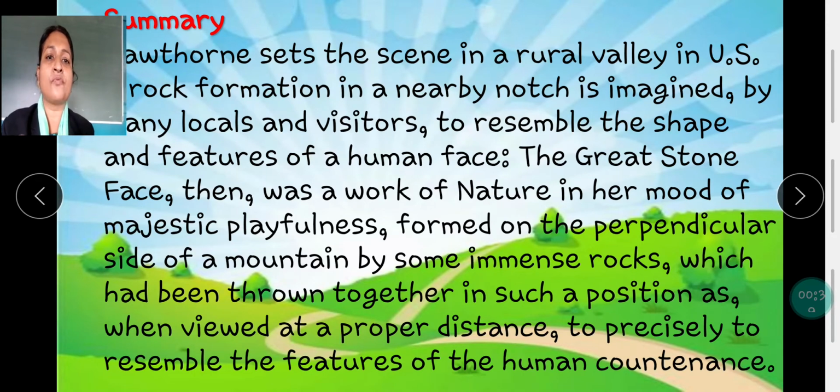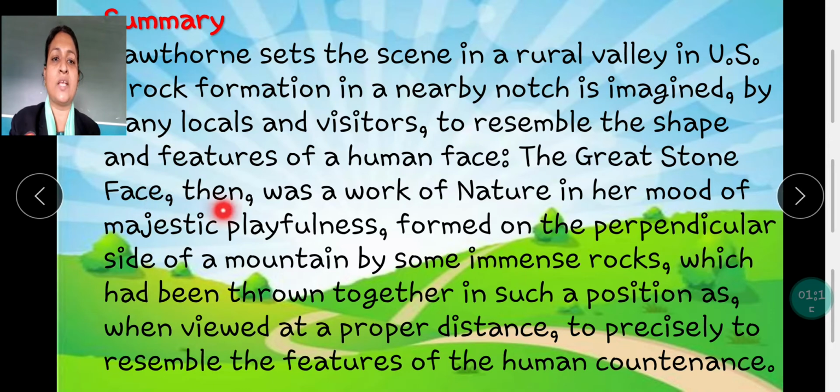The summary of this interesting story is that it sets the scene in a rural valley in the US. The rock formation in a nearby notch is imagined by many locals. Even we also visualize some rock structures, some boulders, that give resemblance to some face or human structure. So the same thing happened with the locals of that particular village. For them it resembled the shape and features of a human face.